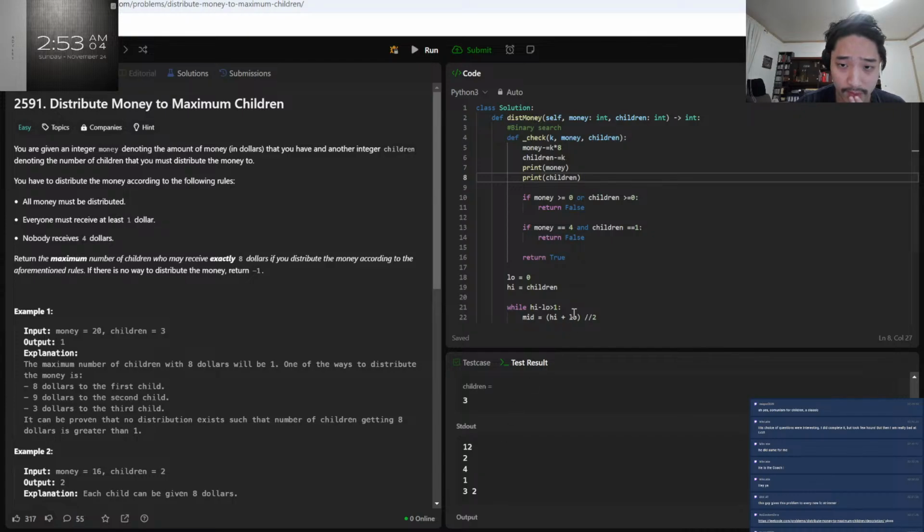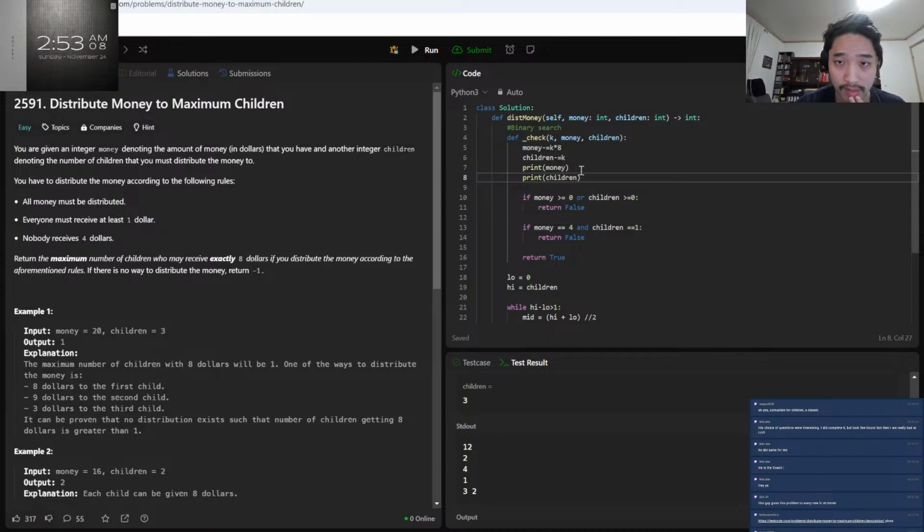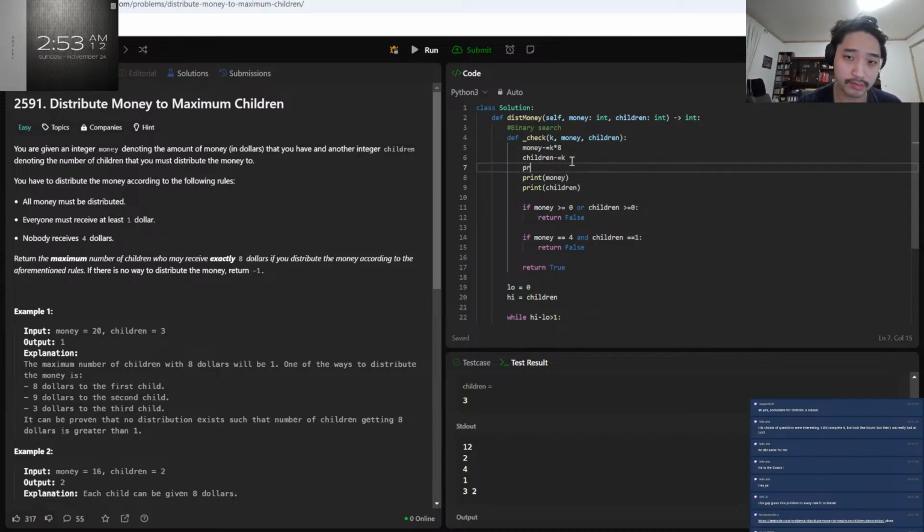So for the first check, mid is like, I will print K also. So for the first one, K is equal to 1. You get 12 money. Then it goes to 2. You get 4. That should be false.